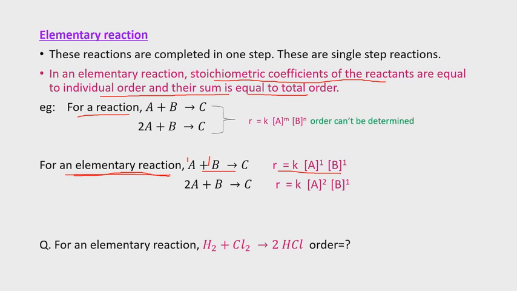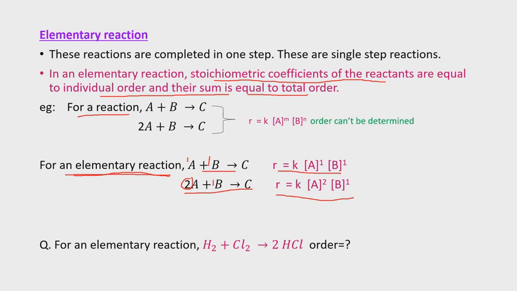Look here, second reaction, 2A plus B gives rise to C. What is the coefficient here? 2. What about here coefficient? 1. So R equal to K A square B power 1. This is the rate equation. Okay, I hope that you have understood, students.